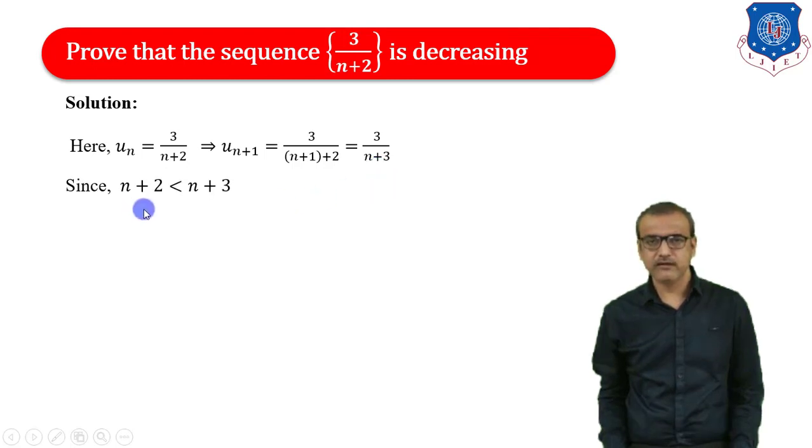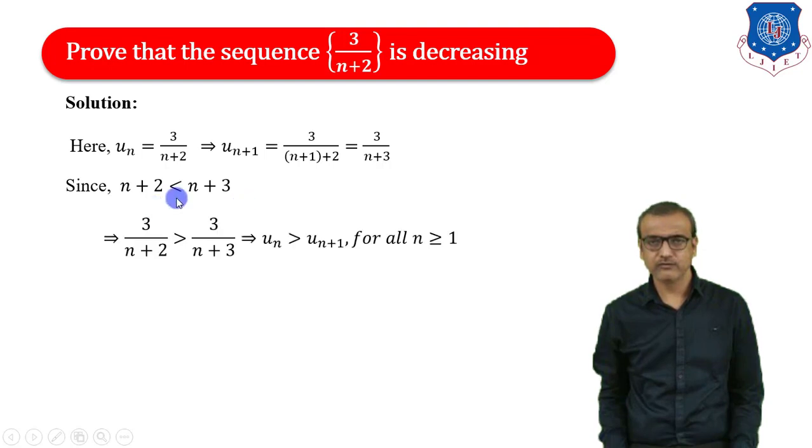Now since n plus 2 is less than n plus 3, 3 upon n plus 2 will definitely be greater than 3 upon n plus 3. And 3 upon n plus 2 is nothing but Un, and 3 upon n plus 3 is nothing but Un plus 1. So we have Un is greater than Un plus 1 for all n greater than or equal to 1. Therefore, we can say that the sequence Un is decreasing.